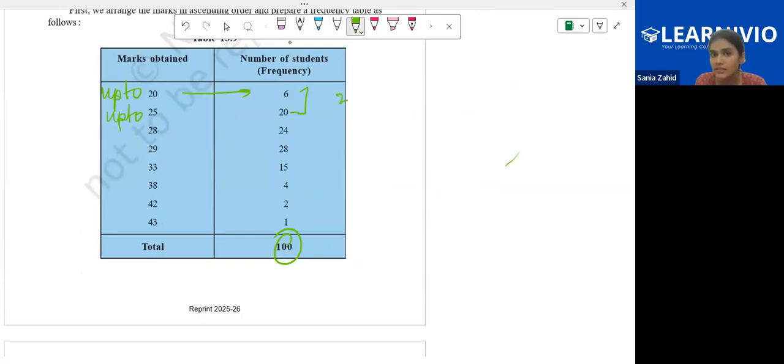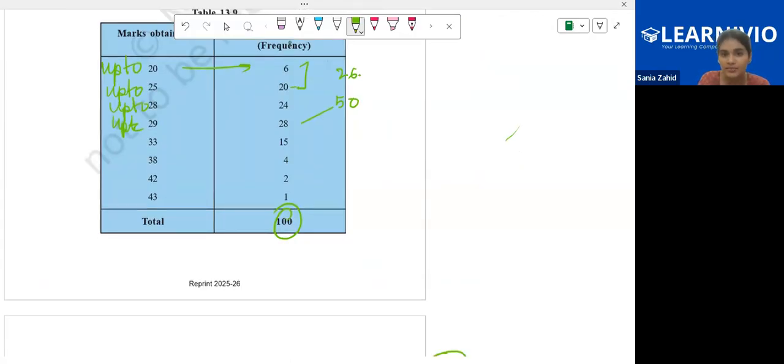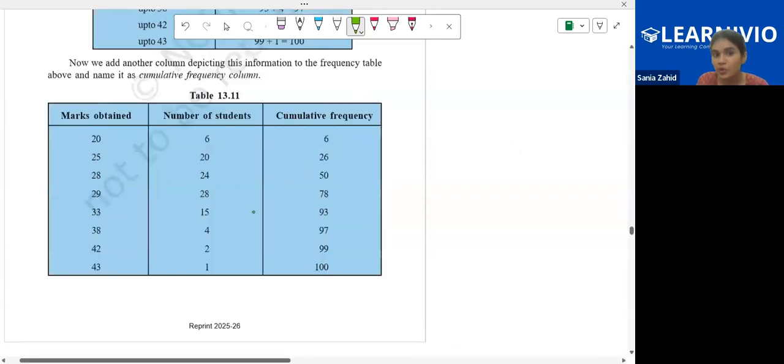You get 26. If you find up to 28, how many students are there? So 24 plus 26 you will do, right? You get 50. Then up to 29, you do 50 plus 28. So you just keep on adding the previous frequency as you go. So you get a table somewhat like this. See, up to 20, 6 students, so the cumulative frequency is also 6 only.